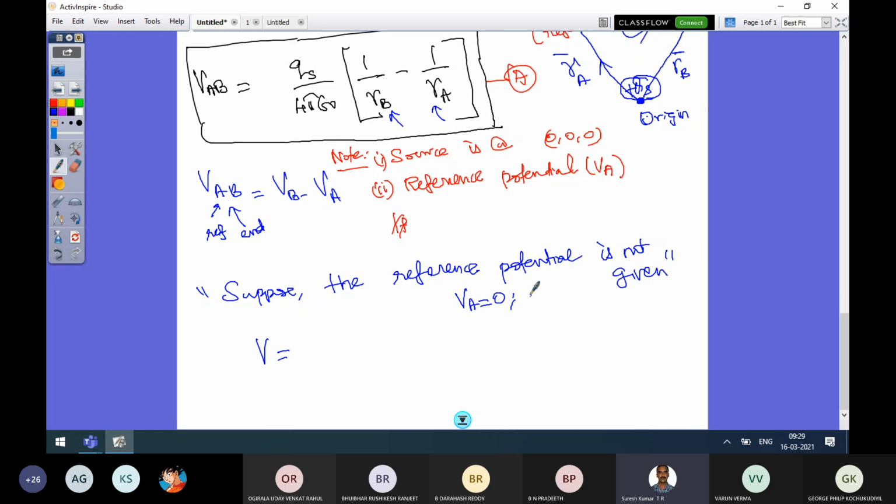When VA is 0, that means 1 by RA is equal to 0. Sorry, this term should be equal to 0. It will happen only when RA is equal to infinity. If you have started at a distance or location at infinity and you have reached a point B, in that case we can assume that the reference potential, at the place where you started, is 0.